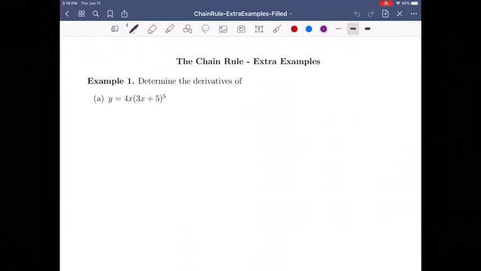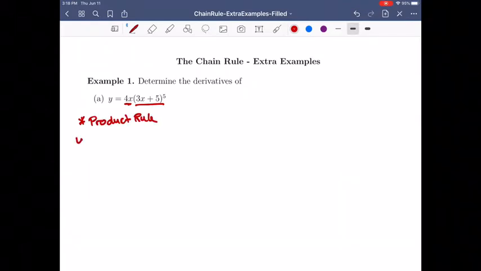In this video, we're going to do some extra examples that use the chain rule. So let's just jump in here. For part A, in number 1, I have a function 4x multiplied by a function (3x + 5) to the power 5. So here we need to use the product rule.